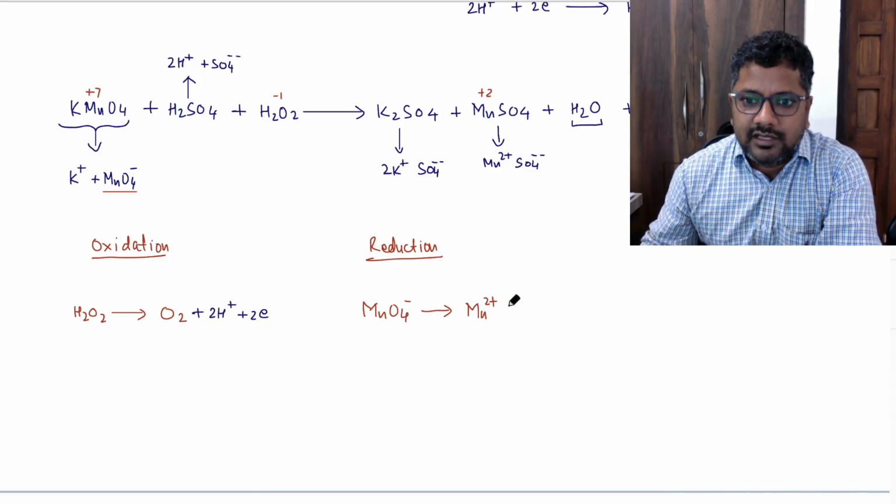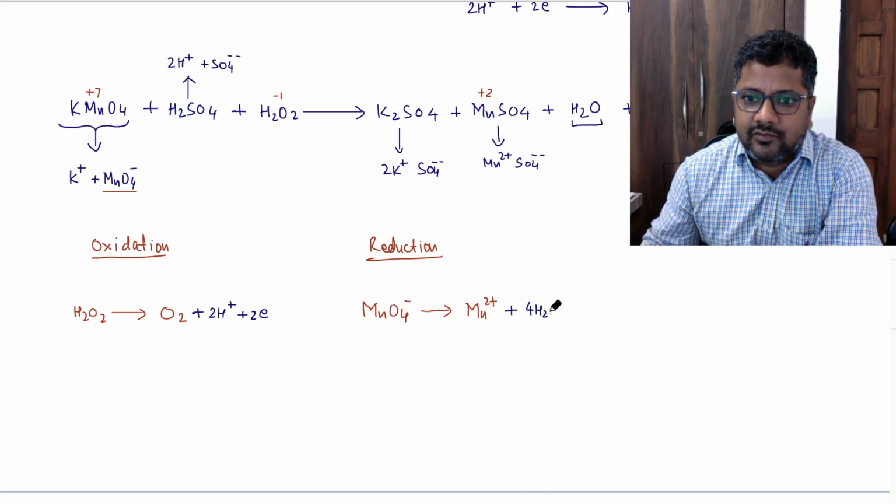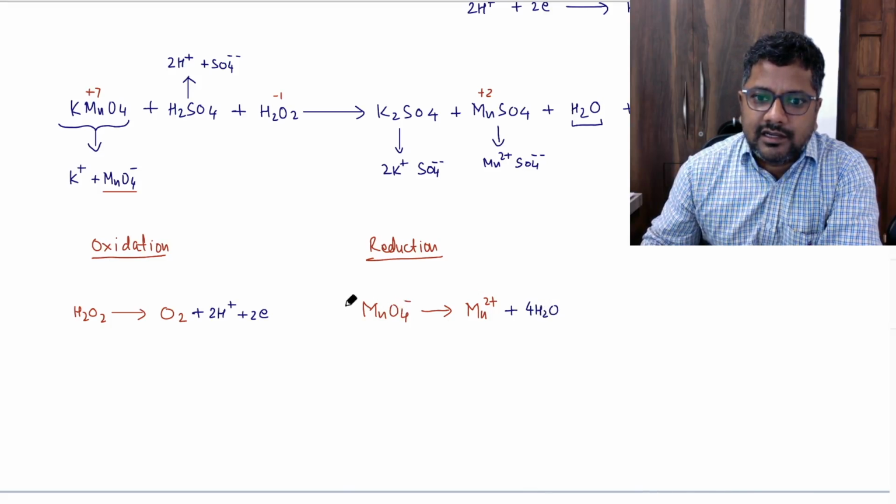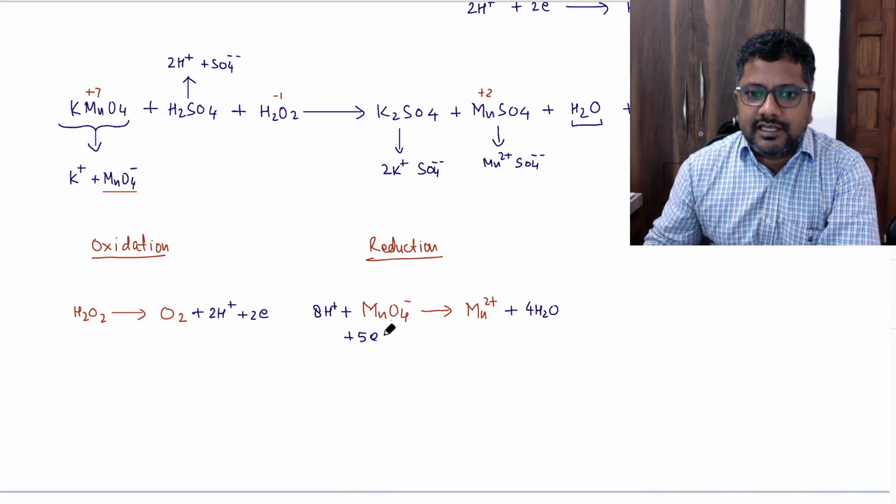And now come to here, all of you know the ion electron method. To balance the oxygen, you have to add water. So add 4 H2O here and 8 H plus here and 5 electrons here, right? 5 electrons. So see, in the reduction there is a gain of 5 electrons, and in the oxidation there is a loss of 2 electrons.